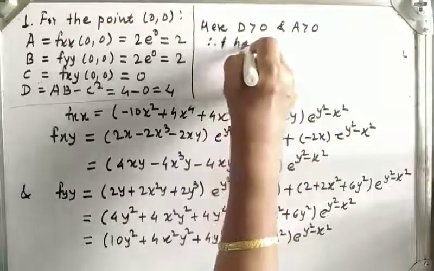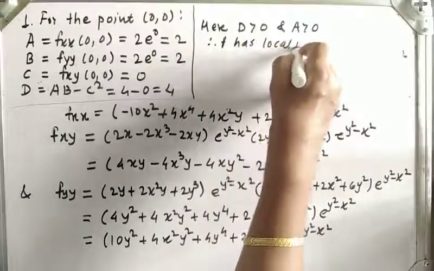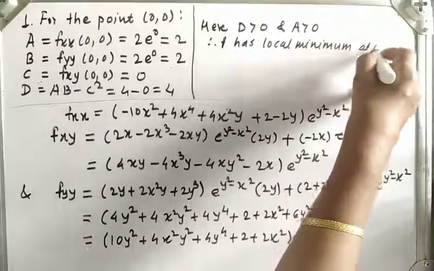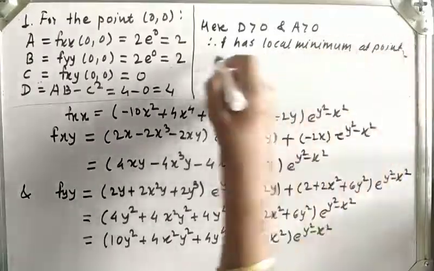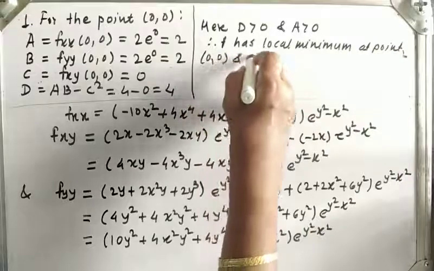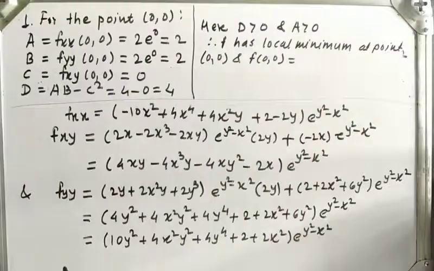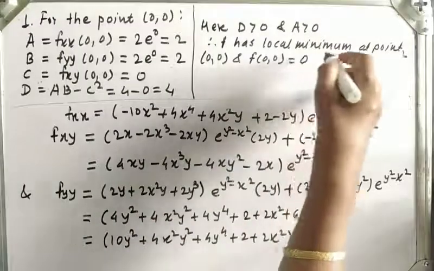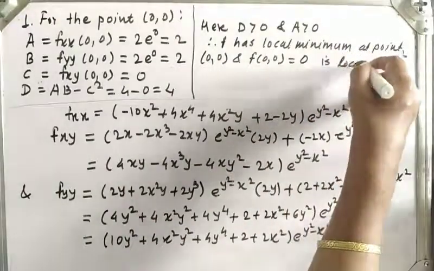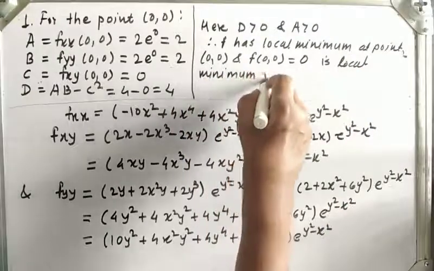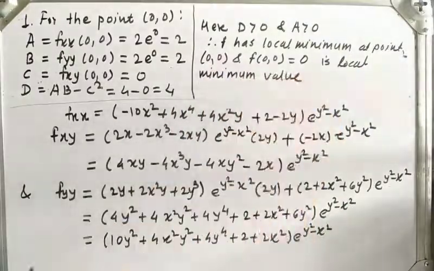Therefore f has a local minimum at point (0, 0). And we can find out the value of f at (0, 0). That value will be f(0, 0) = 0, which is the local minimum value. Okay. This is for one critical point, for critical point (0, 0).